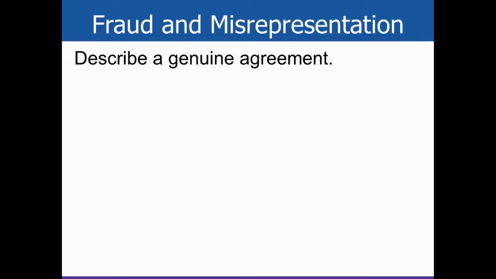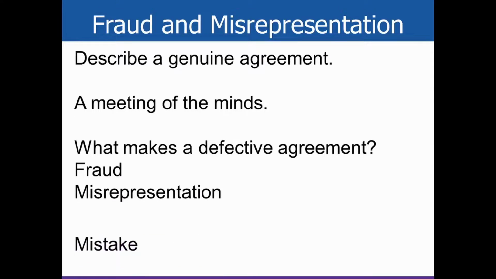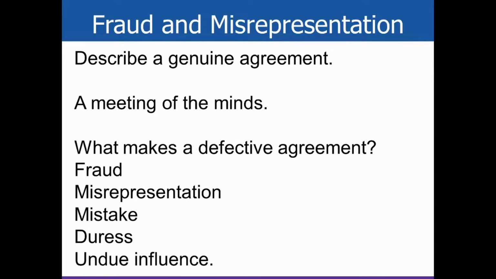because we're looking at describing a genuine agreement. We're looking at contracts, and what do we need? We need a genuine agreement, right? A genuine agreement is a meeting of the minds. So Dan wants to sell me his old video camera. I agree to buy it for a certain amount. That would be a contract. We would have a meeting of the minds. What makes a defective agreement? Fraud, misrepresentation, a mistake, duress, undue influence.